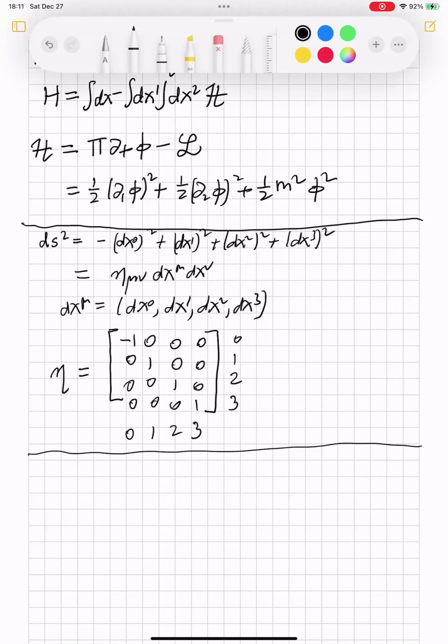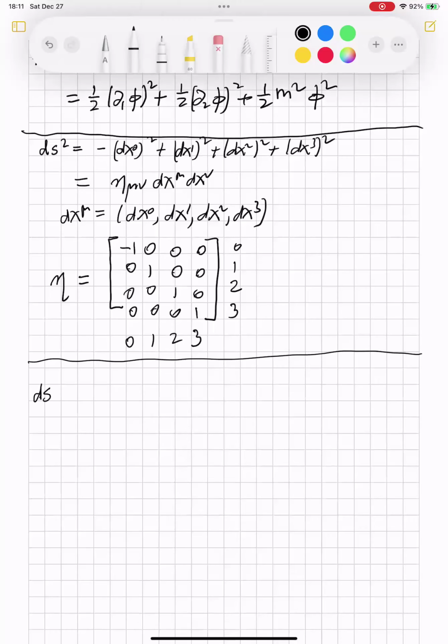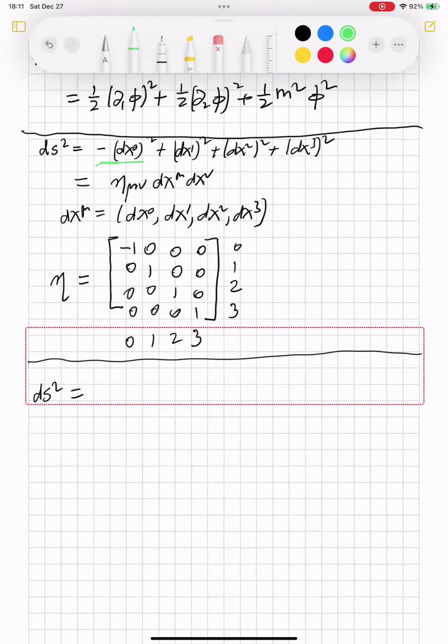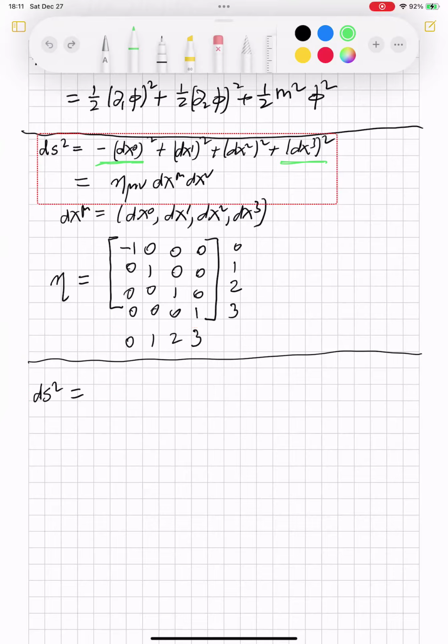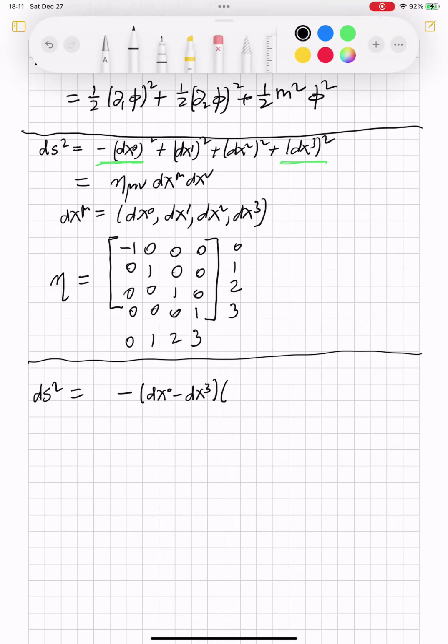Now let's rewrite this in light cone coordinates. So we can start off ds squared is equal to, and I'm now going to combine this minus dx naught squared with this dx3 squared. And I'm going to do it as follows. I'm going to put a minus outside, and let's go back to black. I'm going to put a minus outside. I'm going to put dx naught minus dx3 multiplied by dx naught plus dx3.